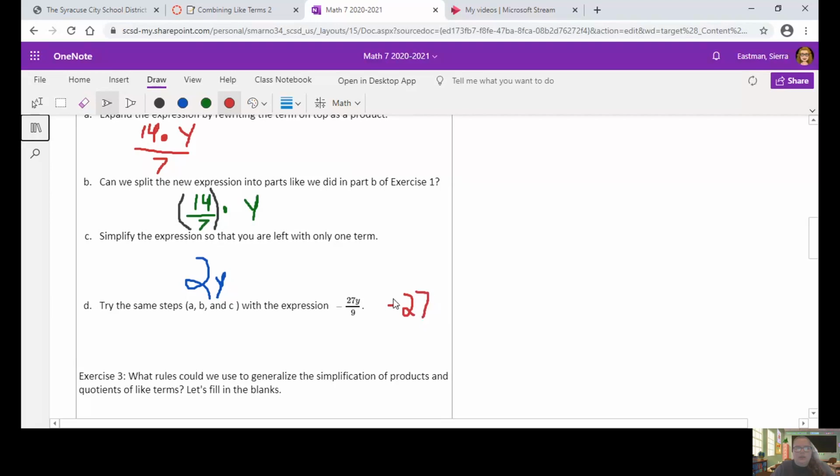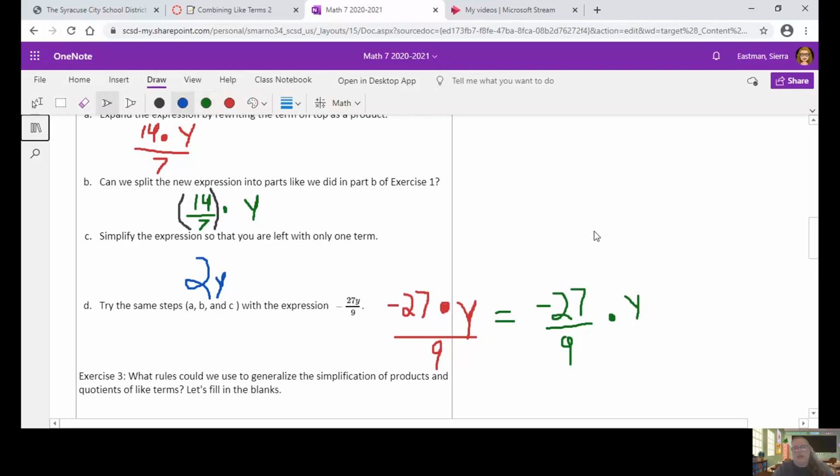So I'm going to rewrite this as negative 27 times y, so we make that multiplication clear. And then I'm still dividing by 9. Step B is to separate the parts that I can actually multiply right now. So I'm going to put that 9 only under the 27. And it's like I'm multiplying by y over 1, but I don't really need to show that over 1.